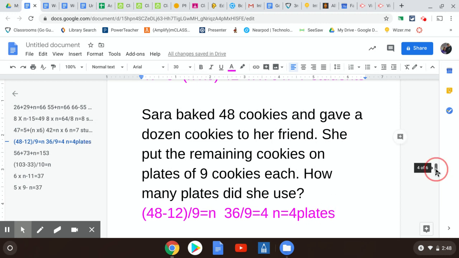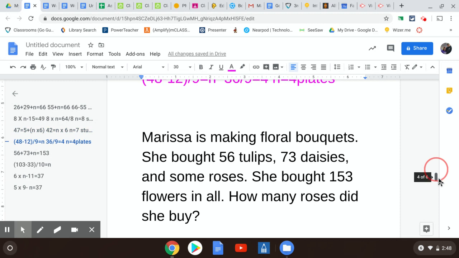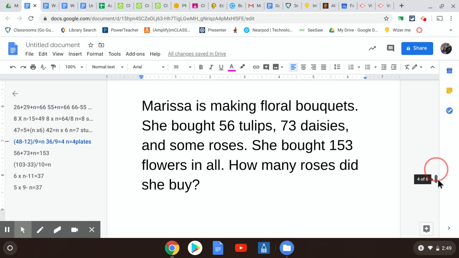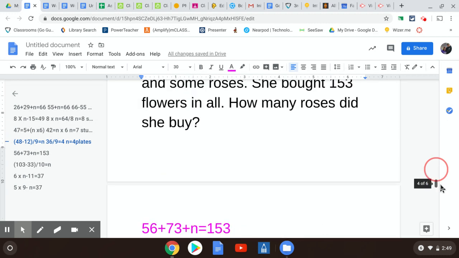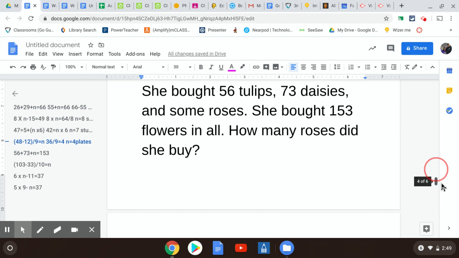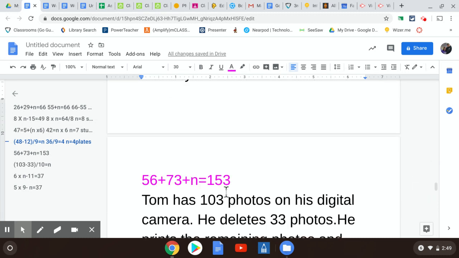Okay, next one. Marissa is making floral bouquets. She bought 56 tulips, 73 daisies, and some roses. She bought 153 flowers in all. How many roses did she buy? So this is the equation. She bought 56 tulips, 73 daisies, some other number of roses, and your total is 153.